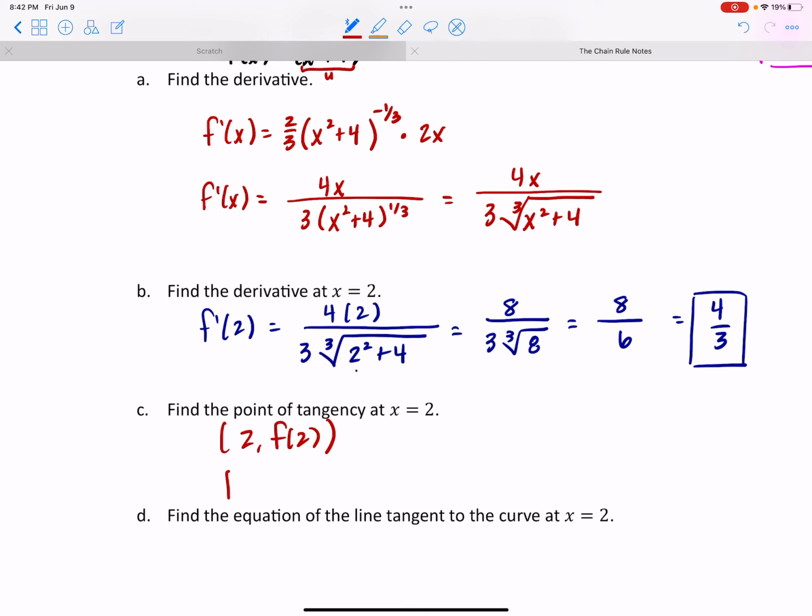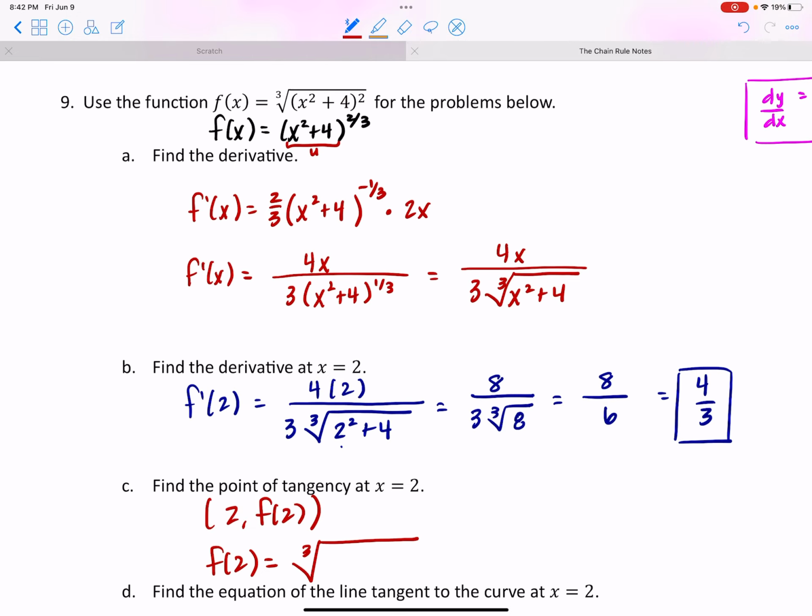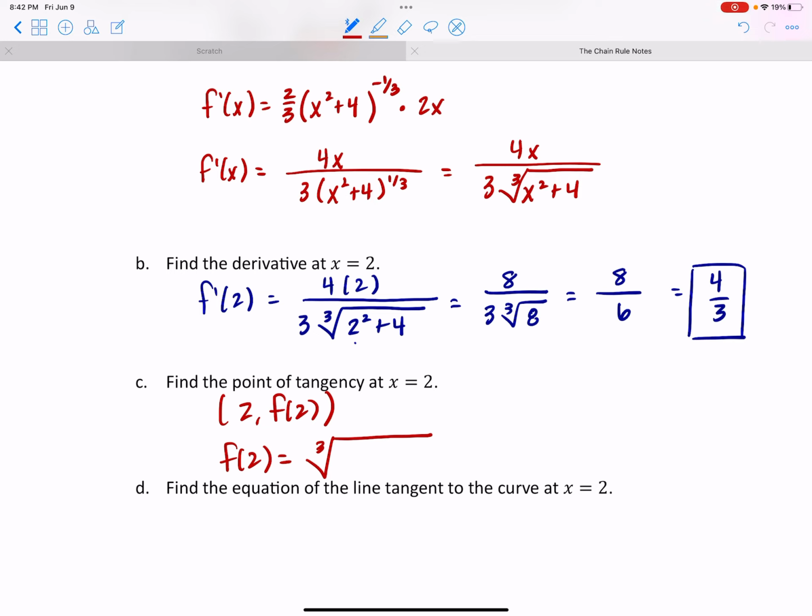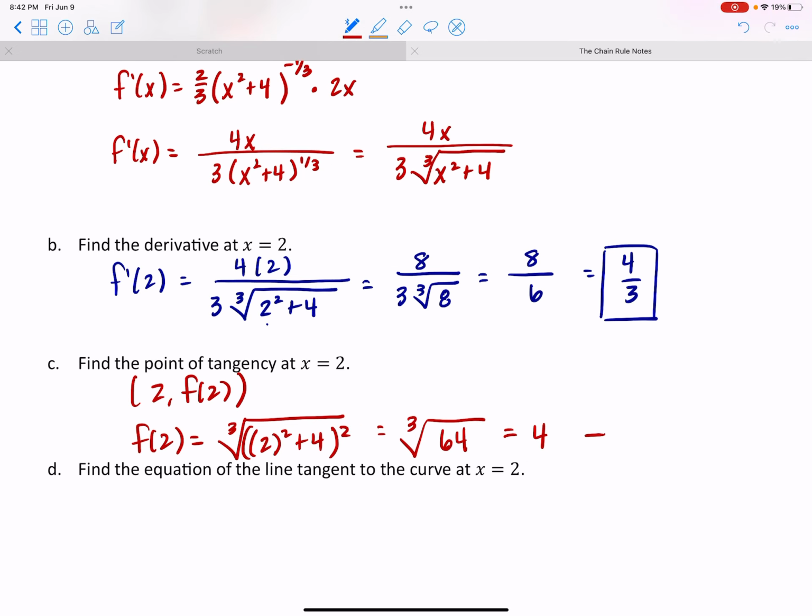So when I go to find f of 2, the original curve was the cube root of x squared plus 4 squared. So it's 2 squared plus 4 quantity squared. So that's the cube root of, again, 2 squared is 4, 4 plus 4 is 8, and 8 squared is 64, and the cube root of 64 is 4. So our point of tangency is at 2, 4.